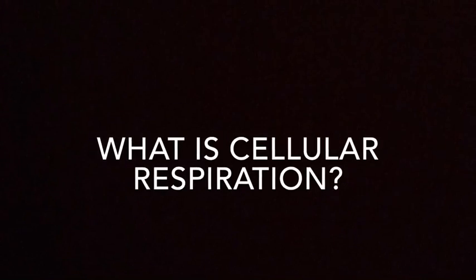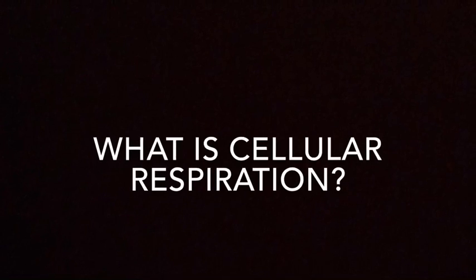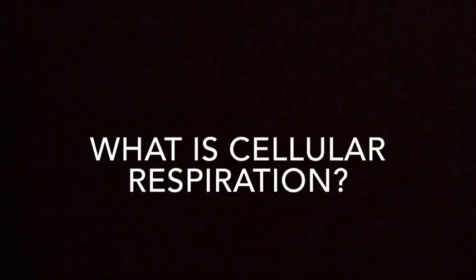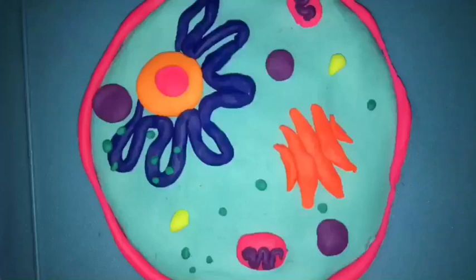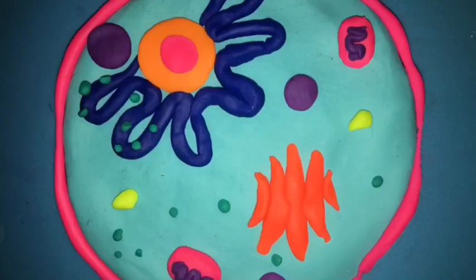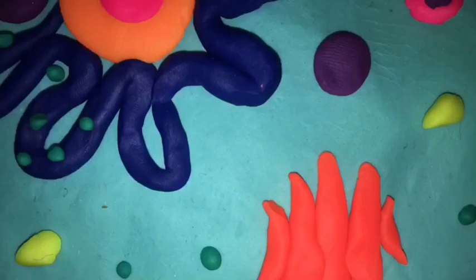Cellular respiration is a process in which ATP is made. There are two types of cellular respiration: aerobic, which requires oxygen, and anaerobic, which doesn't. Right now, we'll be looking at aerobic respiration. The first step of this process takes place in the cytoplasm.